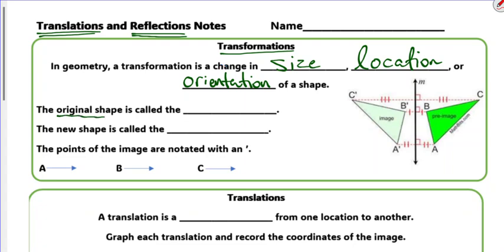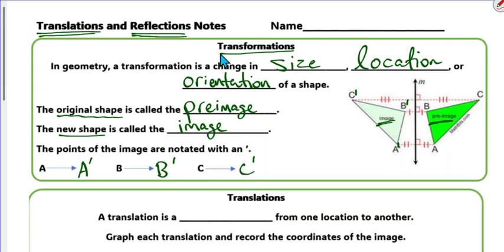You're going to start out with an original shape, which is going to be called the pre-image. And we move to a new shape, that's called the image. So we start out with the pre-image, and we move to the image, that's the new shape. The way we indicate that is with these little apostrophes on the new shape. So we start out with A, B, and C. Those change to A prime, B prime, and C prime. When you add that little apostrophe, you just call it that letter and then the word prime. That's indicating that that's the new shape.